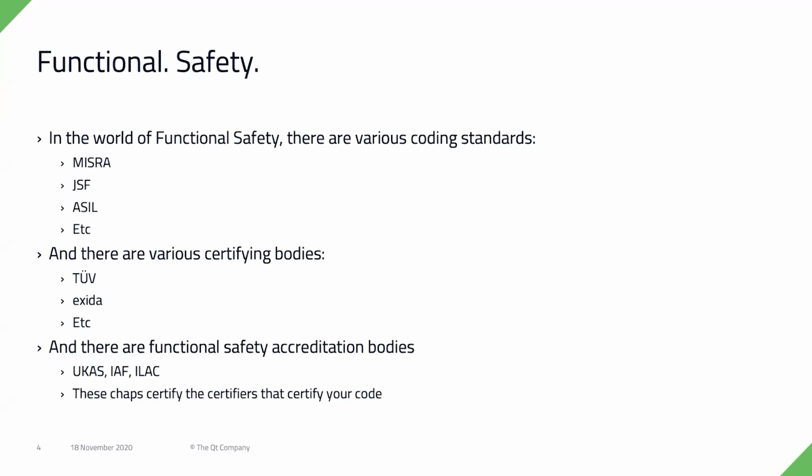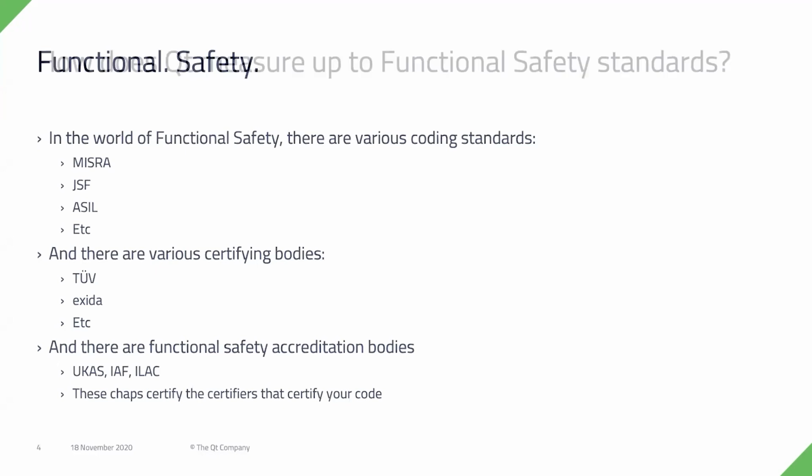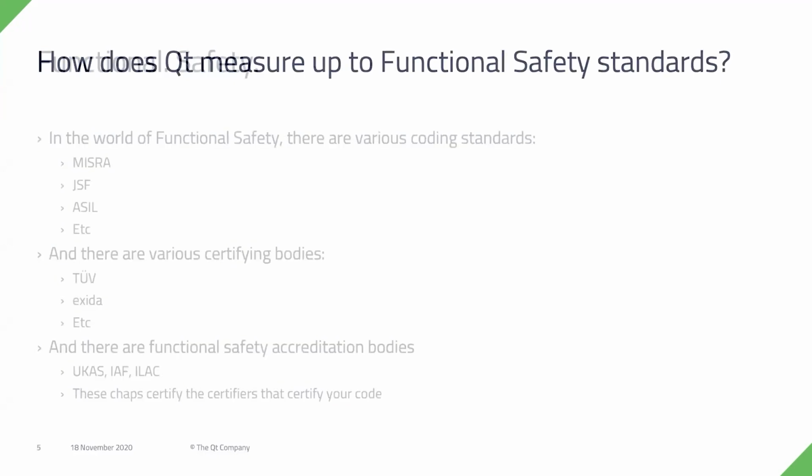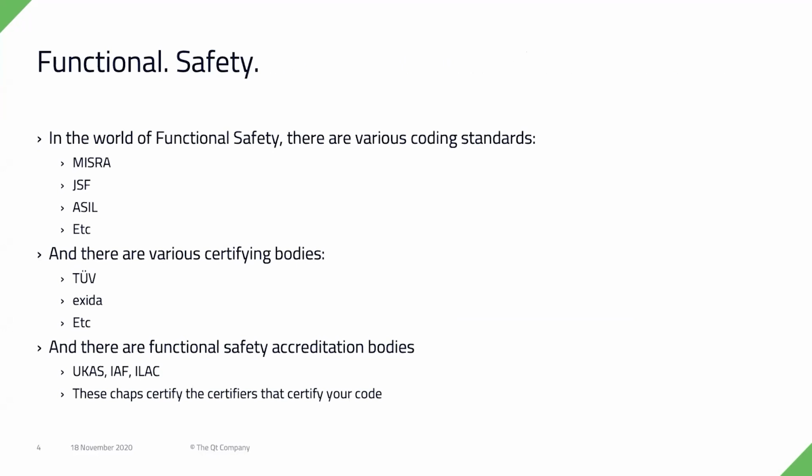And these certifying bodies themselves are accredited or certified by various other certification companies. So there's the UKAS, IAF, ILAC. These are the high-level certifiers that certify that the people certifying your code are themselves certified to certify that certifiable code. Okay. So these are the standards which we have for safe software, which demonstrates that the system is safe and not a significant cause of risk to the end user.